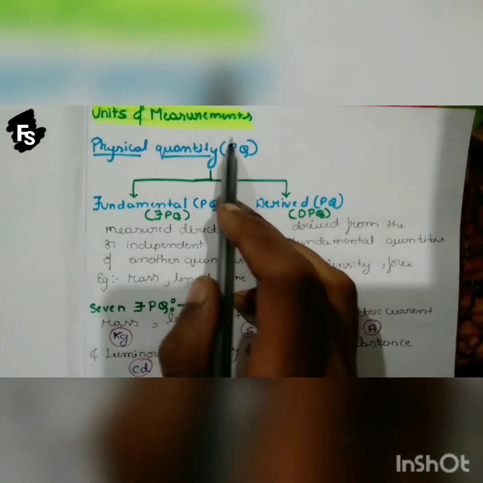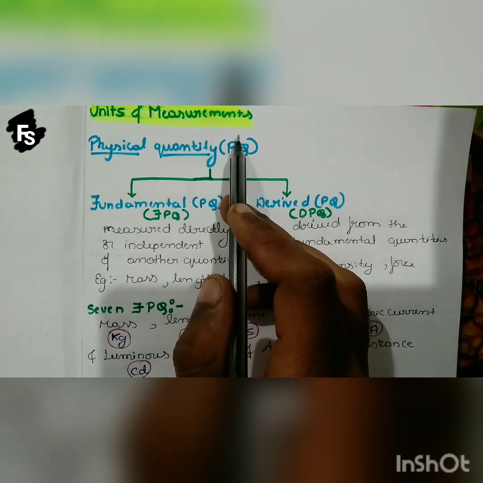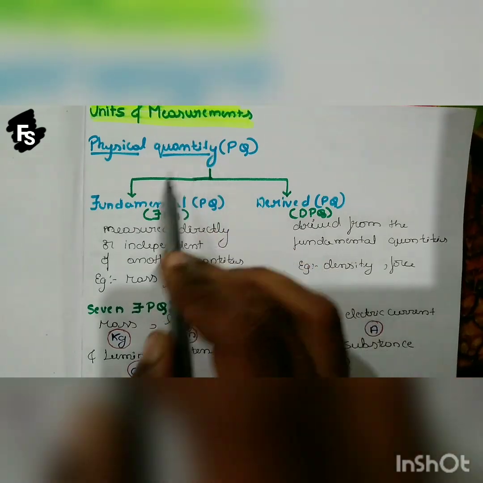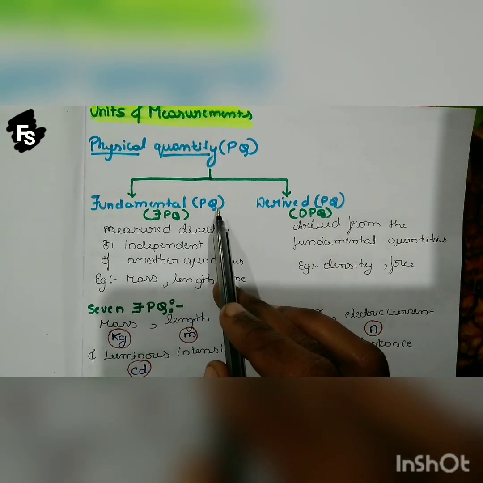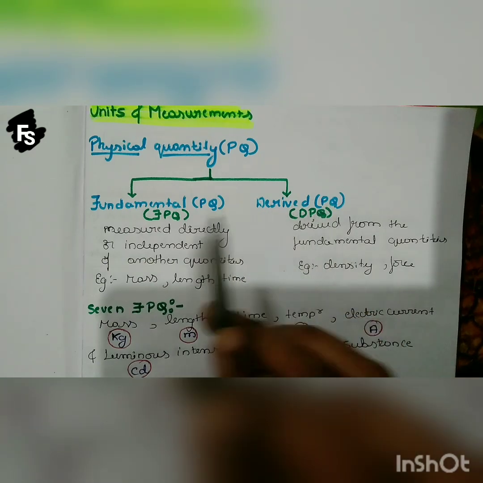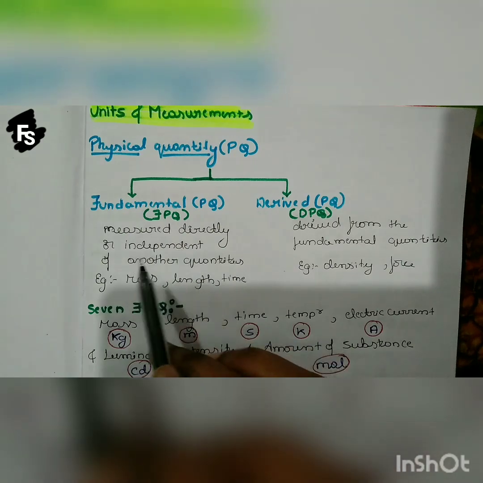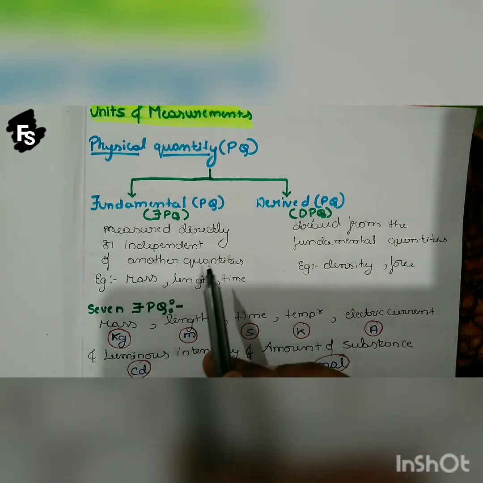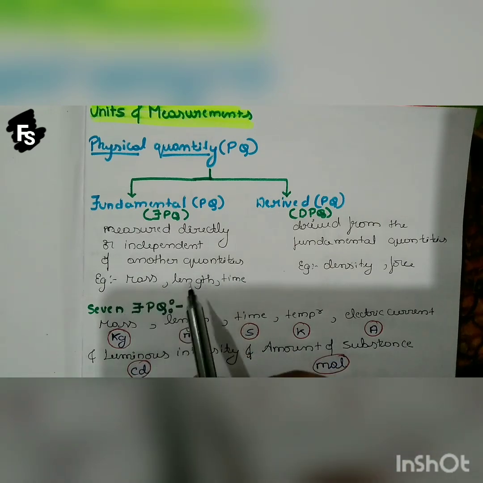Units and measurements. सबसे पहले physical quantity. Physical quantity is divided into two types: fundamental physical quantities and derived physical quantities. Fundamental physical quantity means measured directly or independent of another quantity, which means it does not need any other quantities to measure it. For example, mass, length, time.